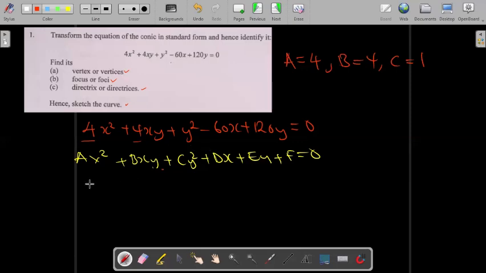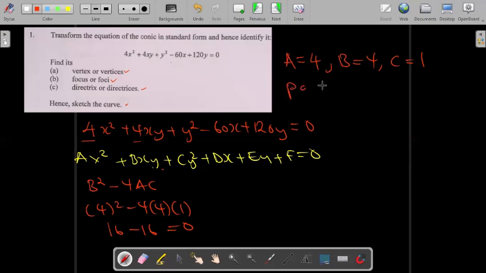Then I can replace this in the discriminant test where I say B squared minus 4AC, and see what I'll get. Where there's B, I'll put 4 squared minus 4. Where there's A, I'll put 4, and where there's C, I'll put 1. So this gives me 16, and that gives me also 16, and this gives me 0. Because I've gotten 0, I know from what I had written earlier that this equation is going to be an equation of a parabola.